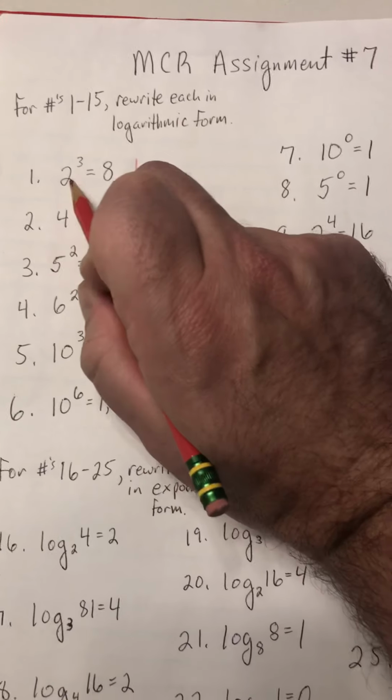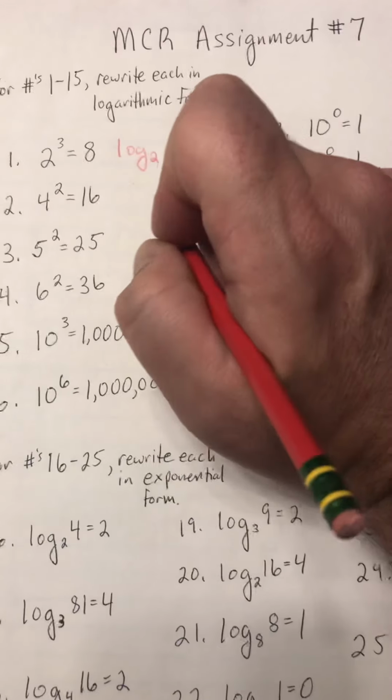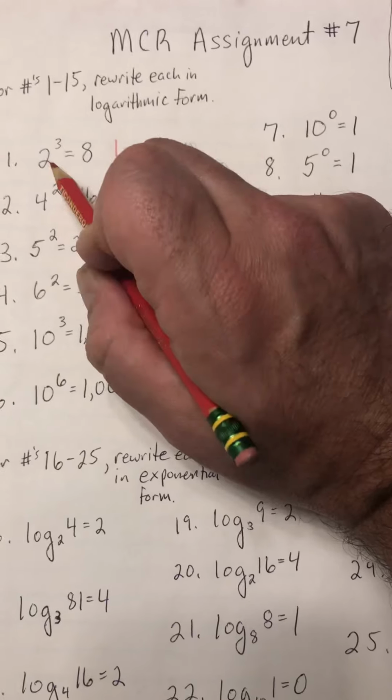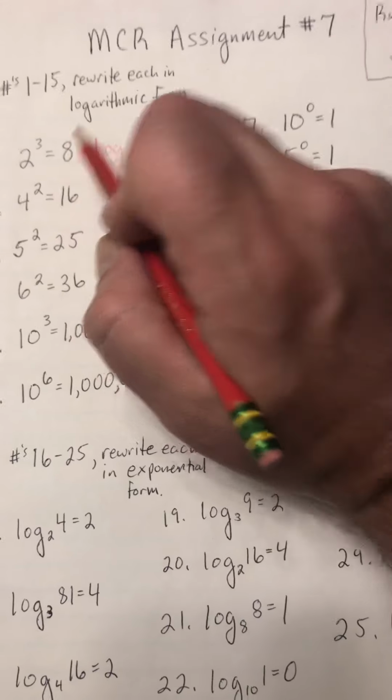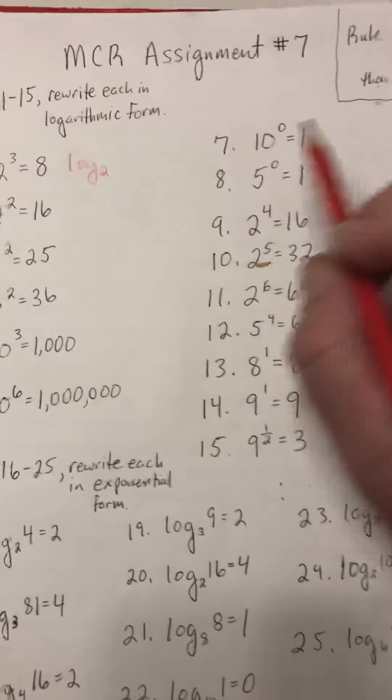The base of the exponent is the base of the logarithm. So the little number will become a 2. And these big numbers want to come together. The 8 is the x, so I write that here as 8. It will always equal the exponent.